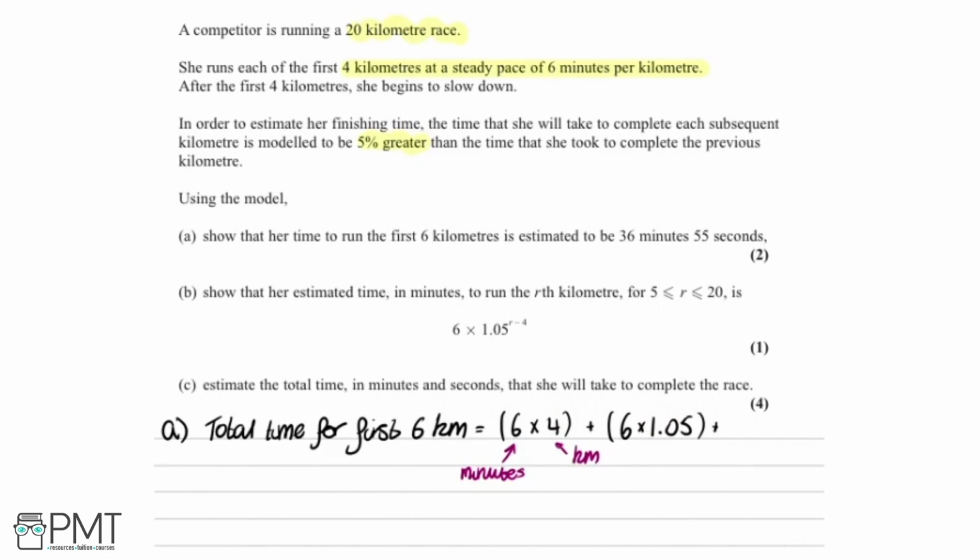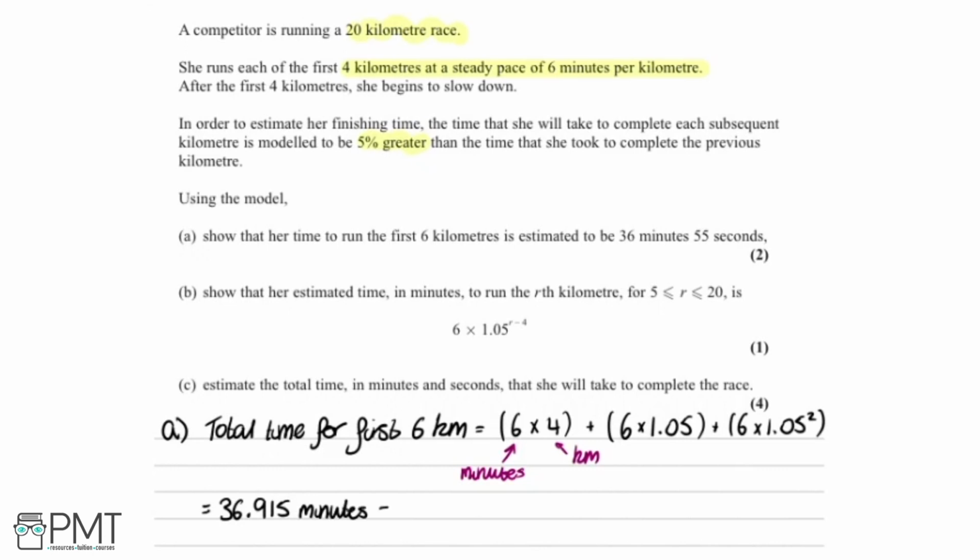But again, she slows down by 5% again. So it's going to be 6 times, and we need to times it again by 1.05. So we can write that and say 1.05 squared. So working that out by putting it into the calculator, we get 36.915 minutes.